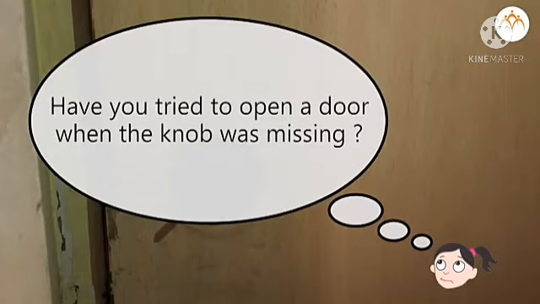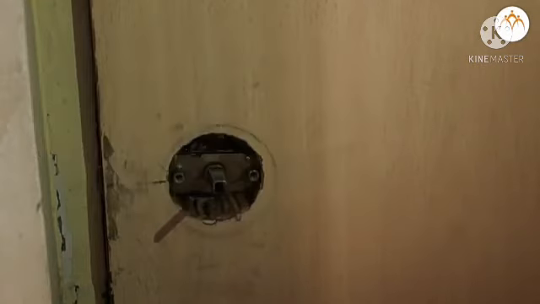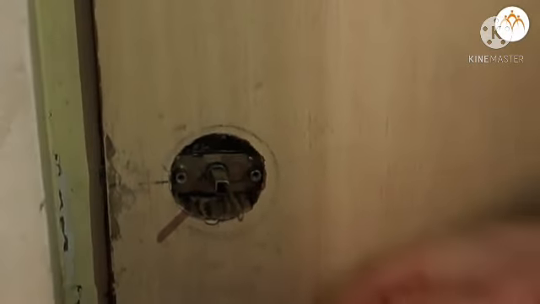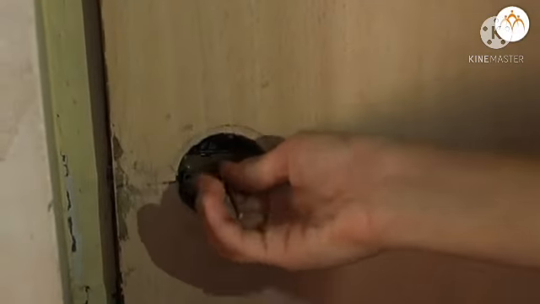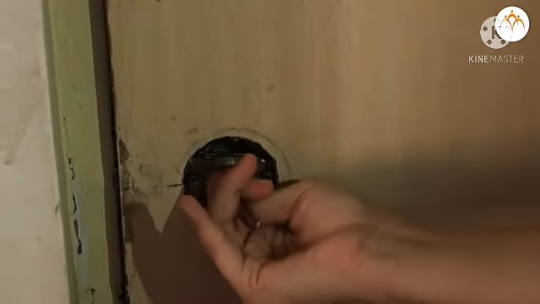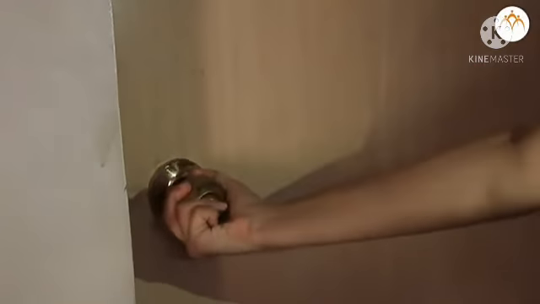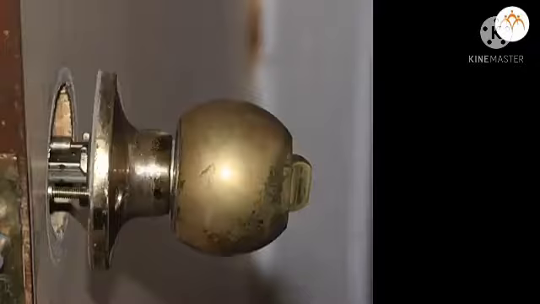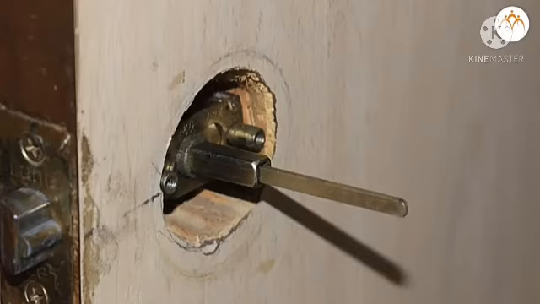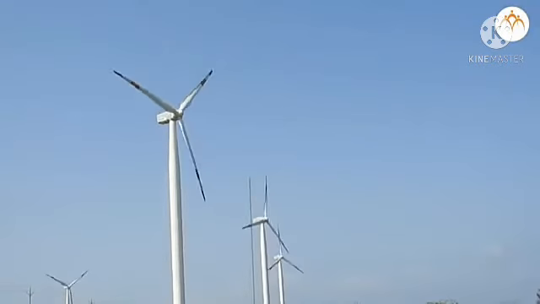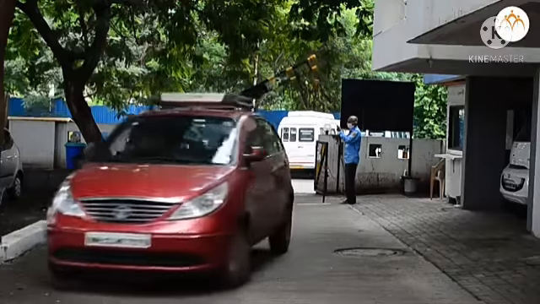Then imagine opening a door without the doorknob. It becomes very difficult. See, it's very difficult to open. But then when you place the doorknob, it's easy. The doorknob is a wheel and axle. When it rotates, the axle rotates also and it pulls the door open. So these are simple machines that use wheel and axle.